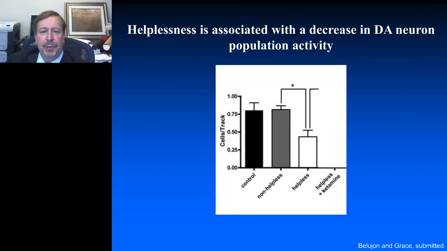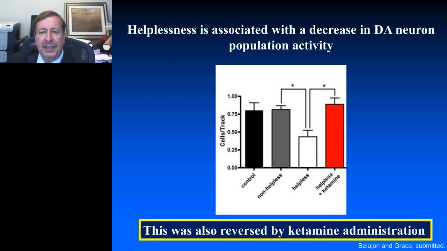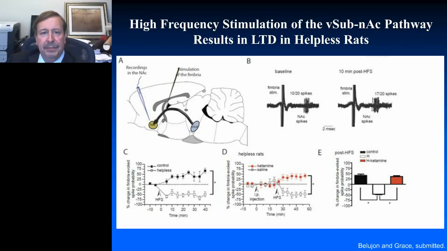Now, what about when we look at dopaminergic neuron firing? Interestingly, even though these animals received identical foot shock treatment, the animals that escaped, the non-helpless animals, show no change in the dopamine system. But the helpless animals show a significant attenuation of dopaminergic neuron firing. When we give the animals ketamine, we find that in addition to restoring escape behavior, we also restore dopaminergic neuron firing. Now, how does this occur?